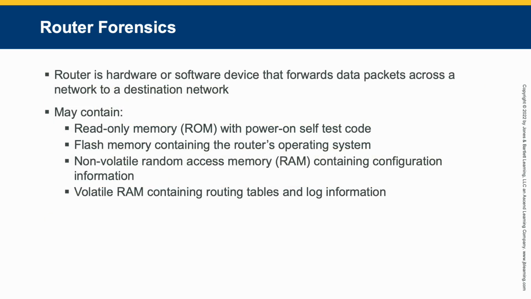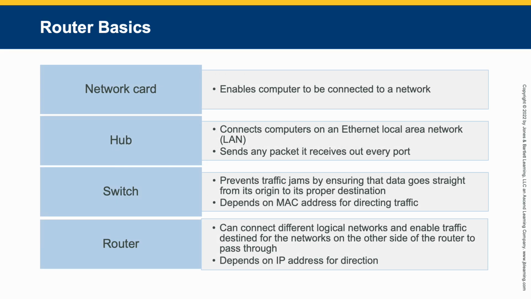Router forensics. A router is a hardware or software device that forwards data packets across a network to a destination network. I suggest you look into this in more detail in your studies. Router basics. It has a network card, it has a hub, it is a switch and a router. I suggest you look into this and see how people have used Google Scholar or IEEE Xplore to conduct their research on routers and network traffic.